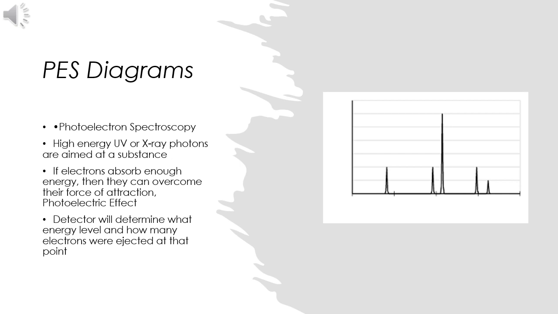For example, on the diagram on the right, the smaller peaks represent 2 electrons, while the higher peaks represent 6 electrons. So this could be 1s2, 2s2, 2p6, 3s2, and then 3p1.